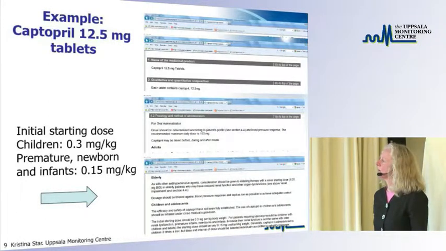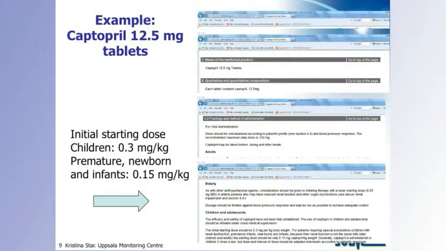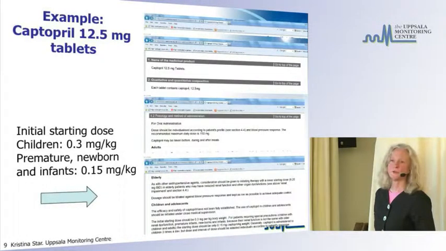So what are you actually going to do if you think of a newborn, 3 kilos, 0.45 milligram, and you have a tablet of 12.5 milligram. I think this was probably one of the examples from this research group, but it's better than nothing, because captopril is used for little newborns with heart problems, and we certainly need you pharmacists to help us to prepare this drug in a correct way before it's given to the child.